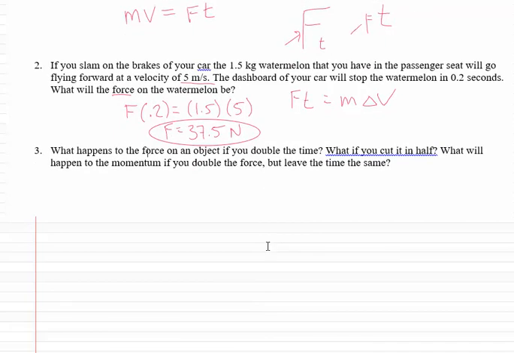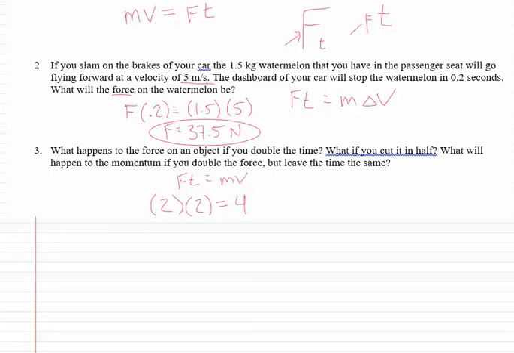The last one, what happens to the force on an object if you double the time, and what happens if you cut it in half? And then the third part is, what will happen to the momentum if you double the force but leave the time the same? So we're answering three different things at once. For this kind of a question, I always like to pick really easy numbers to do my math with. So our force times time equals mass times velocity. Let's just pick 2's for things. So let's say that our force and our time, just under normal conditions, are 2 each. Well, if our force and our time are each 2, that means that our momentum is going to be 4, since 2 times 2 is 4.